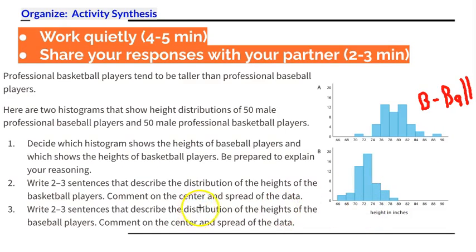Okay. So what about the distribution of the basketball players? Yeah, most of them tend to be somewhere between 76 and 82 inches tall. But we do have some outliers going up to 90 inches and as low as 70 inches. So the spread is pretty wide, but the center of most of it is somewhere in here.